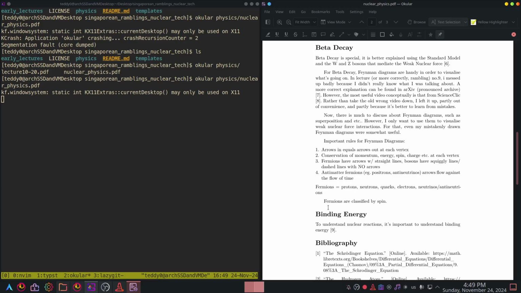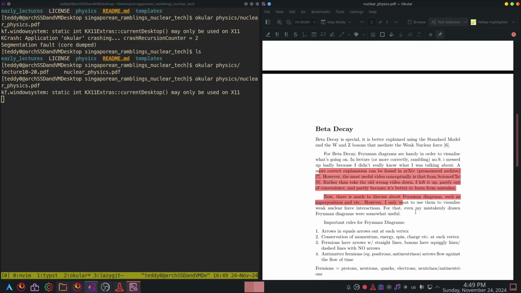It's especially useful to try and understand beta decay a little bit better. However, I drew them wrongly and I left the video up, partly out of convenience, partly because mistakes are the best teacher. So I just left them up because this is not my full-time job, okay? I made corrections, typed them out here, and included all the citations, based on arXiv and all that.